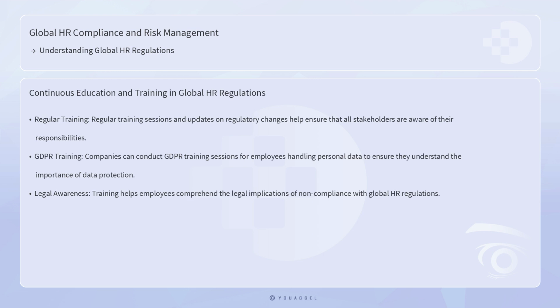Another critical strategy is continuous education and training for HR professionals and employees on global HR regulations. Regular training sessions and updates on regulatory changes help ensure that all stakeholders are aware of their responsibilities and the legal implications of non-compliance. For example, companies can conduct GDPR training sessions for employees handling personal data to ensure they understand the importance of data protection and the specific measures required to comply with the regulation.